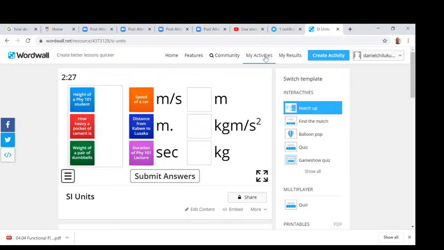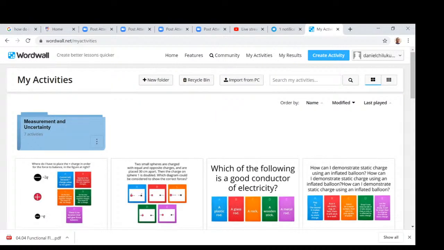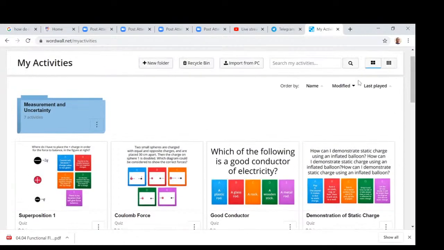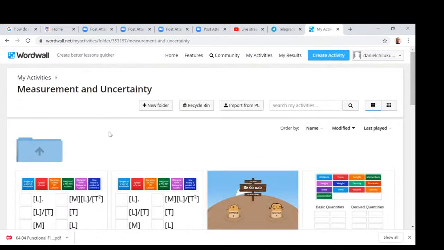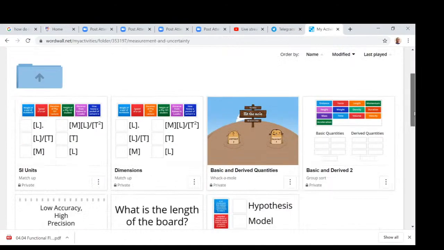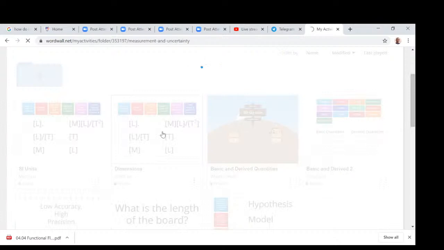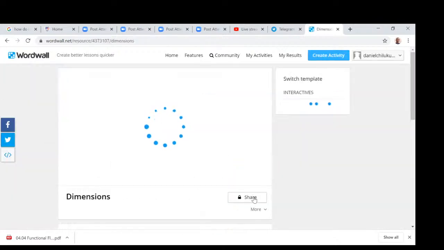Okay, so let us try out this activity on dimensions now. Let us see whether we are going to get it right. All right. Very soon I'm going to send the link.